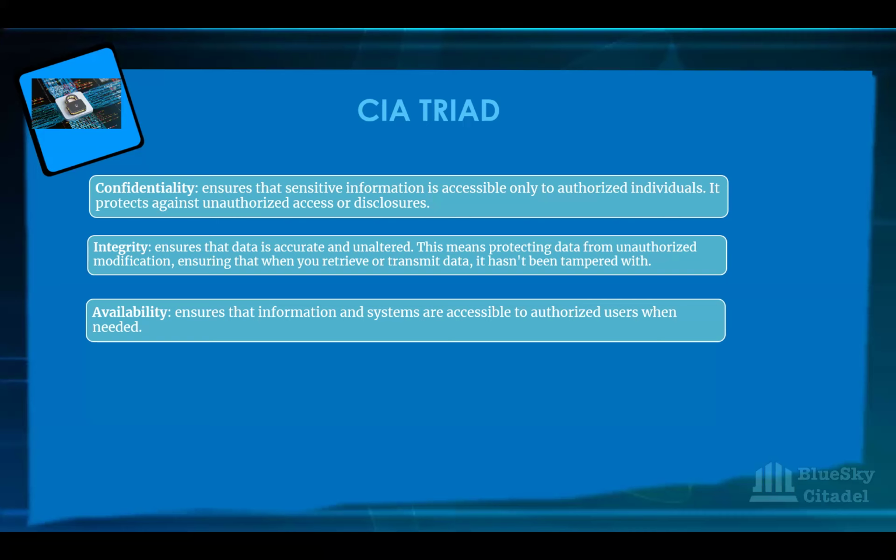Then availability, I've given an example earlier. I talked about having access to my banking app, so I'm able to access my bank account information. The systems are available, they are accessible, and as an authorized user of that banking app, I'm able to access that whenever I need to.